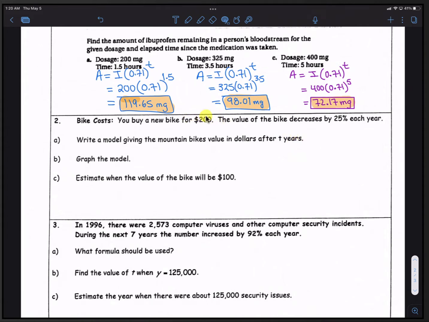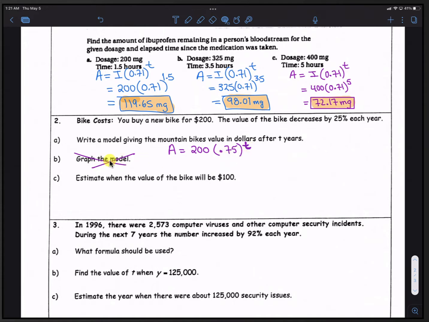Okay, so we know the initial amount is 200, so that's what we're starting with. And you're going to multiply it by 0.75, and here's why. You are decreasing the value by 25% each year. So if you subtract 25% from 100%, that leaves you with 75%. So at the end of each year, the value is 75% of what it was in the previous year. So that's why you're multiplying by 75% here, or 0.75, and we're raising that to the power of T, which represents the number of years. So this is our equation, 200 times 0.75 to the power of T.